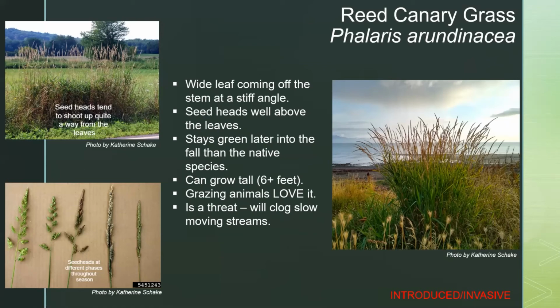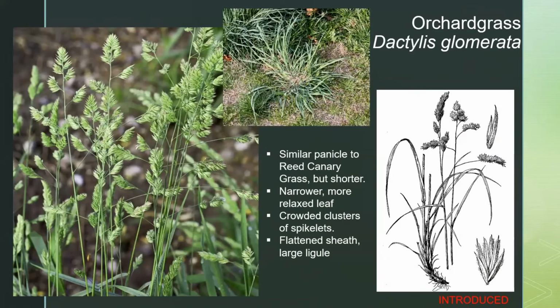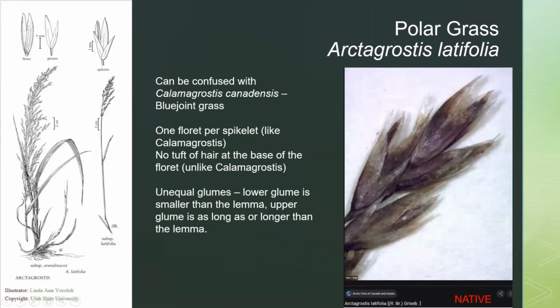So if that's an option for helping control it, that's something to consider. It is a threat and will clog moving streams, so it's a problem here on the peninsula. Orchard grass has a somewhat similar panicle. It's a smaller grass, more of a turf grass with very folded leaves. Not much of a threat, I don't believe.